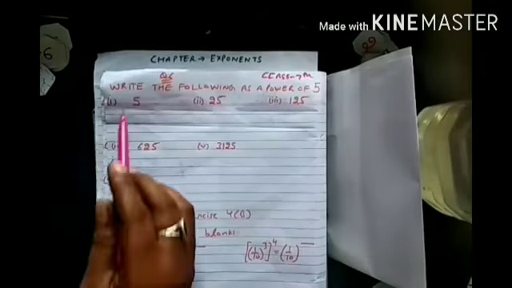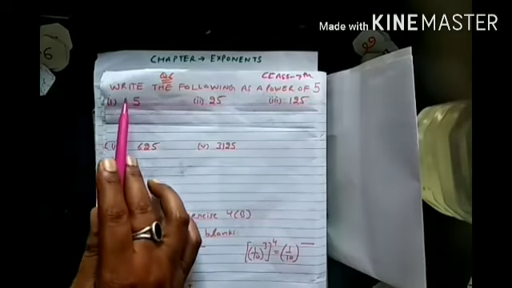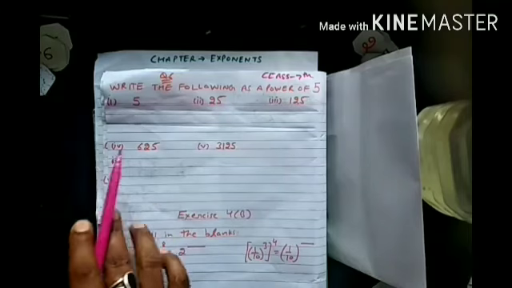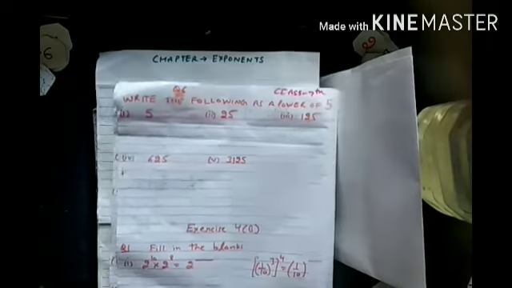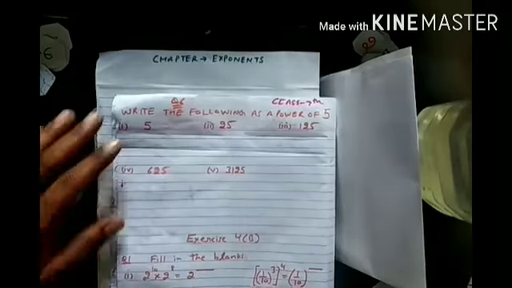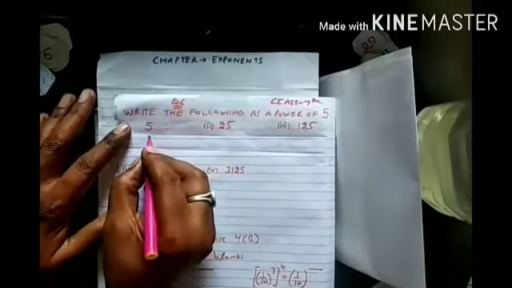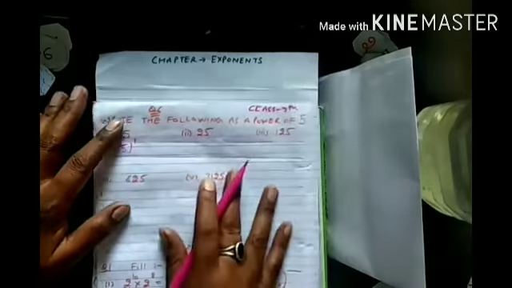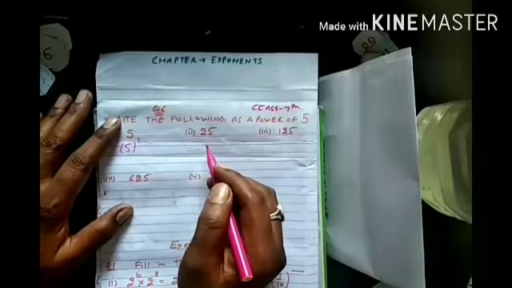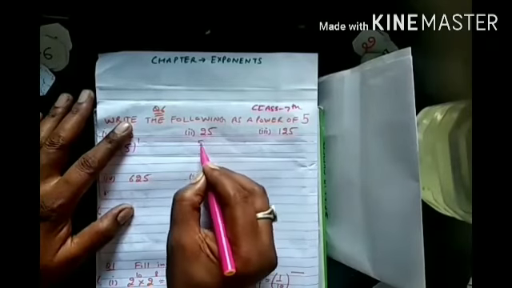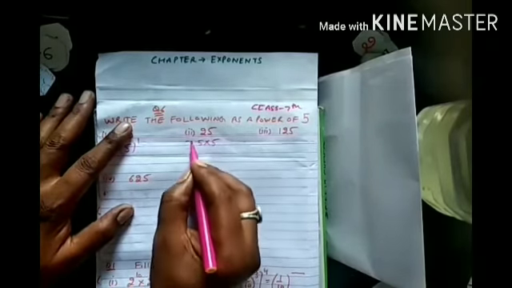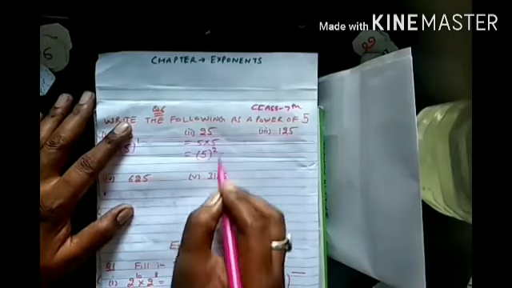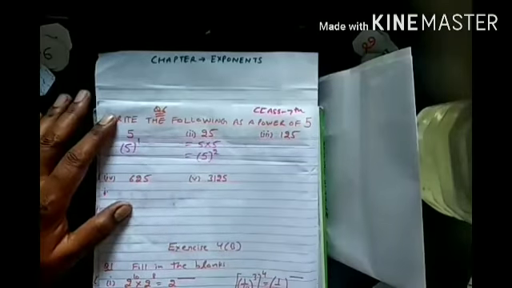Now students, in this question number 6, the heading is write the following as a power of 5. We have to write each part as a power of 5. Here how many times is 5 there? 5 is there only one time. Therefore I can write this as 5 to the power 1. Got it. Now 25. 25 can be written as 5 multiply 5. Clear? So its exponential form will be 5 square or 5 to the power 2.